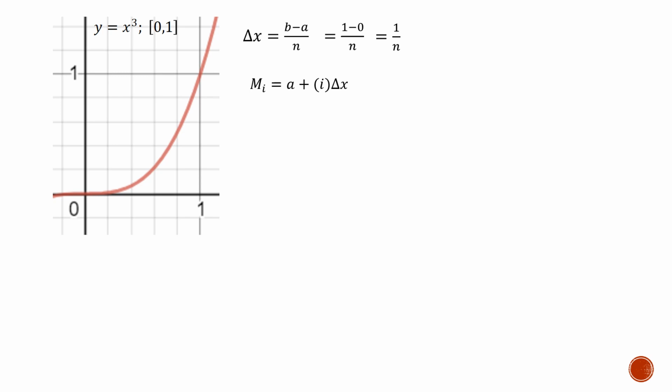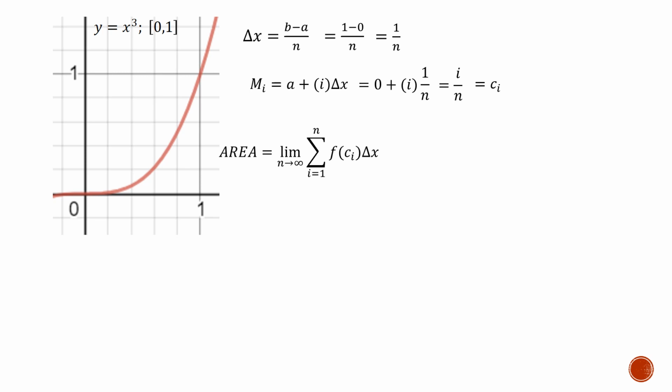So capital M sub I is equal to a plus I times delta x. I already have my delta x, it's 1 over n. So I can simply replace a with 0 because it's my lower bound, and I know that my delta x is 1 over n, so I simply get I over n. Now, what do we do with this? Really, I over n is my c sub I. It's that middle number in my subinterval. So we simply evaluate f of c sub I.